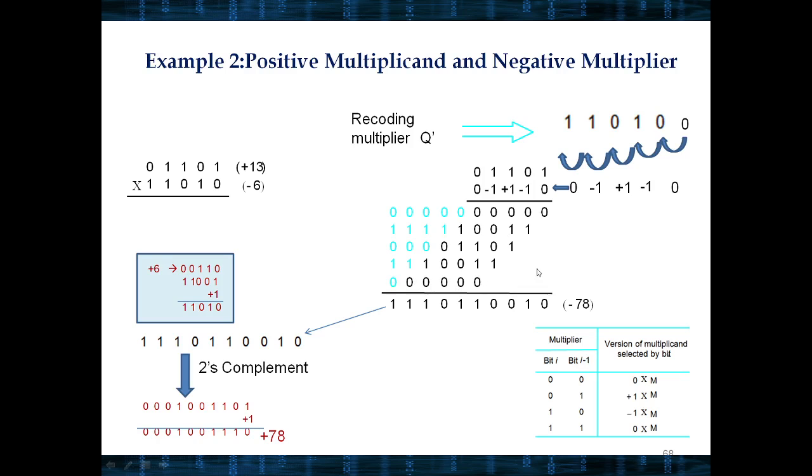Then finally find the product. This is the product we got, that is minus 78. To verify whether the answer is correct or not, just take another 2's complement of this product value. You should get plus 78. So that means this is the correct answer, that is minus 78.